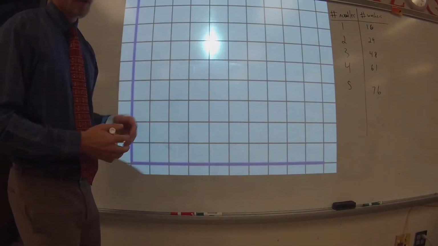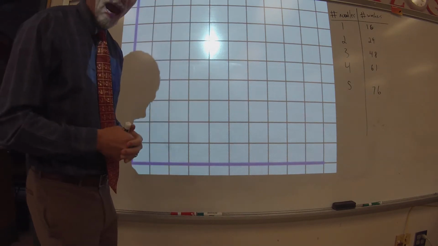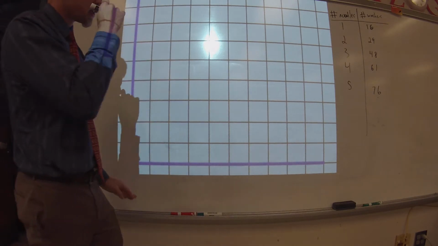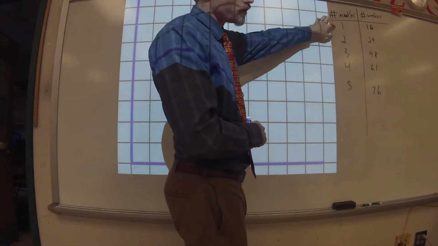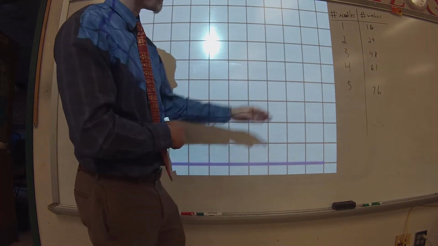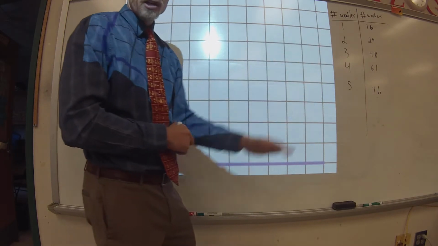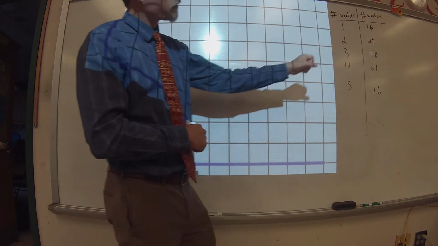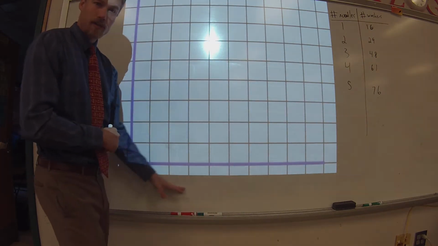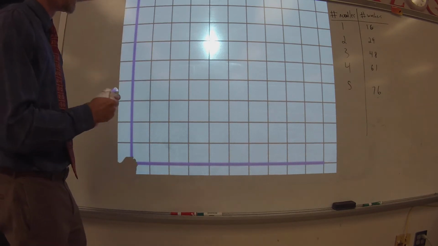The first thing we want to do when we make a graph is make sure that we know and label our axes. We've got our x-axis down here and our y-axis right here. Our number of noodles is our independent variable in this experiment. That is what we changed. We changed the number of noodles in our spaghetti bridge. Our dependent variable is our number of washers. So our independent variable is always going to go on the x-axis, and our dependent variable is always going to go on the y-axis.